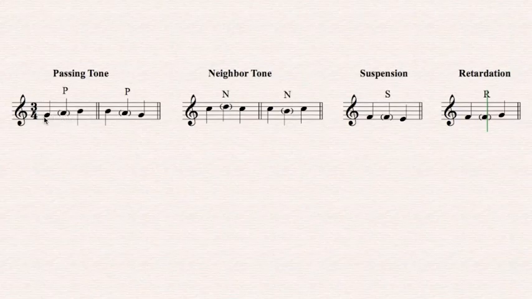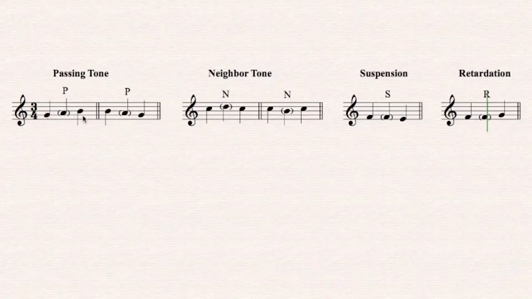And what you do is you look at the note that comes before it and the note that comes after it, and the figure. For instance, this one goes up by step. This goes down by step. This is the preparation. This is the dissonant note. And this is the resolution. Preparation and resolution. And that's the 3-note figure we look at.